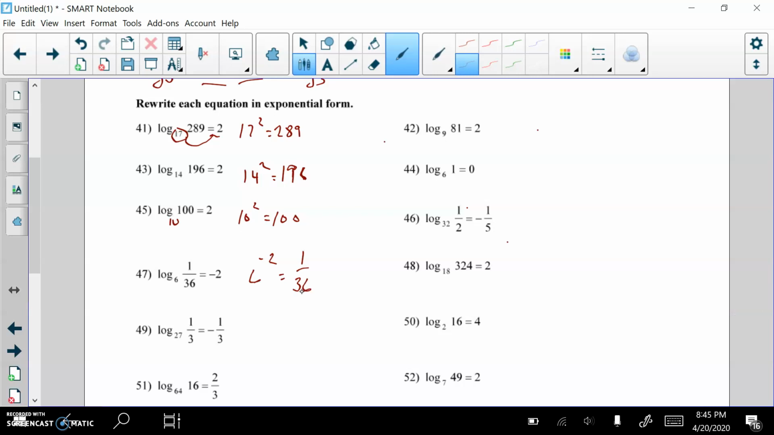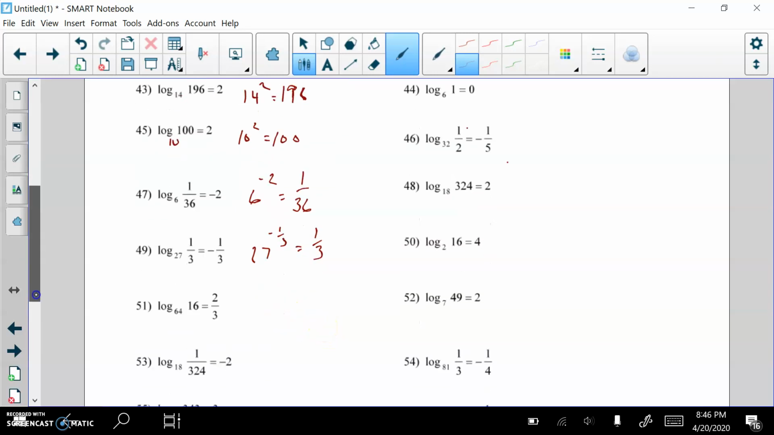Thanks, Ms. Garza. Yeah, remember, a negative exponent doesn't make the number negative, it just makes it 1 over that number to the power. 27 to the negative 1/3 is equal to 1/3. Negative makes it 1 over. Cube root of 27 is 3. Bing, bang, boom.